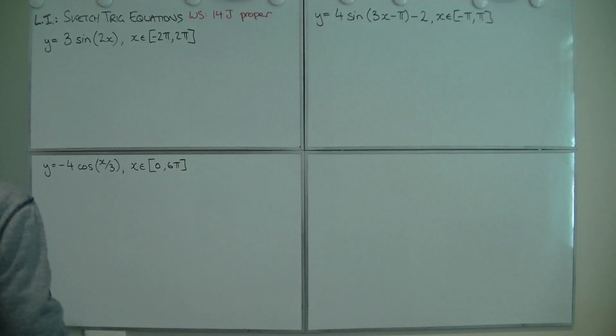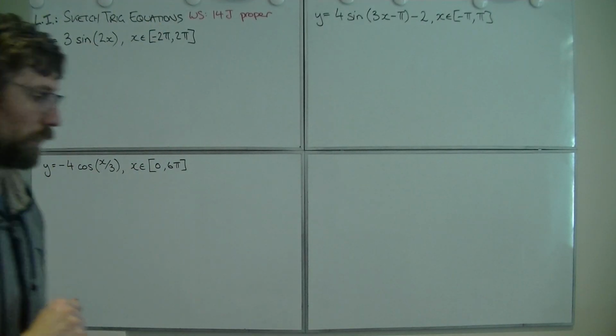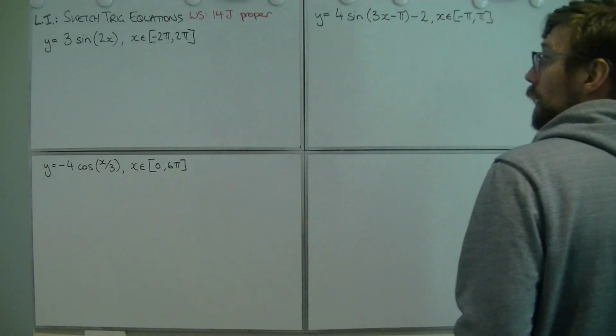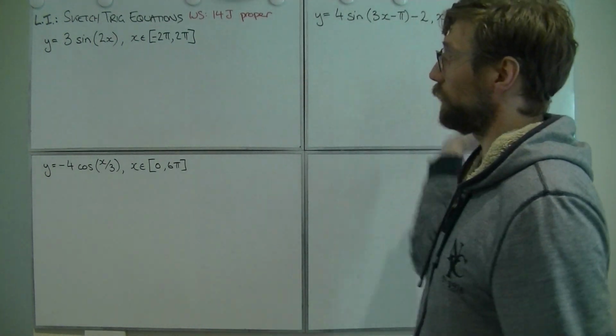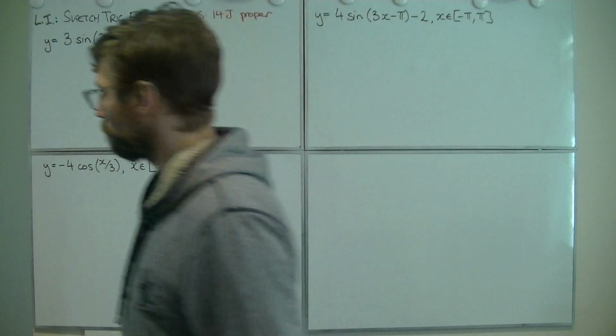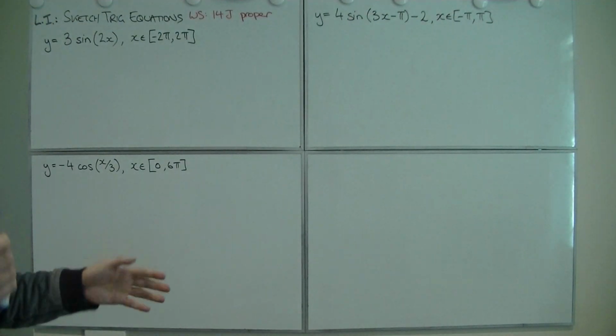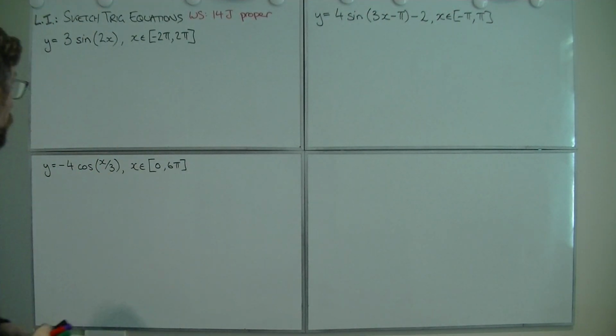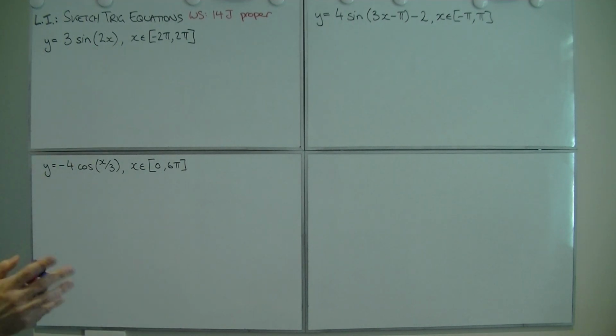Okay, sketching trig equations. So not solving, sketching this time. So this is for the rest of the 14J worksheet. Now you're doing it properly, you're not just solving them, you're doing the whole sketch. Great. We'll start with something nice and simple. Y equals 3 sine 2x.